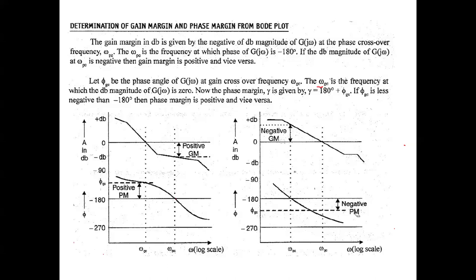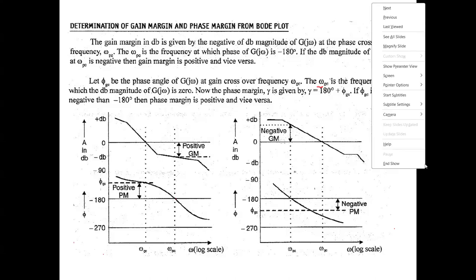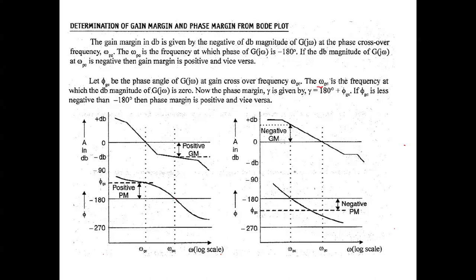Okay, but the important point we need to consider here is not whether the gain margin is positive or negative, but what range of frequencies you are getting this positive or negative gain margin. See, the relation between omega GC and omega PC is very, very important.